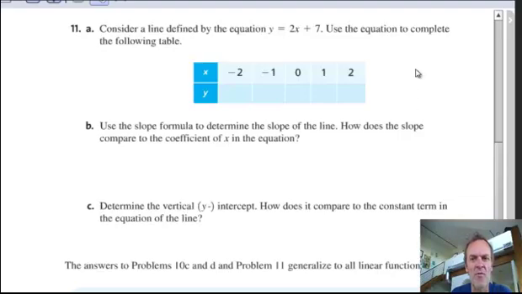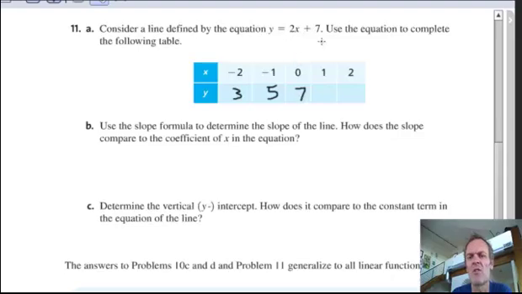Okay, let's try this. Use the equation to complete the following table. When x is negative 2, 2 times negative 2 is negative 4, plus 7, that's 3. When x is negative 1, 2 times negative 1 is negative 2, plus 7 is 5. When x is 0, 2 times 0 is 0, and plus 7 is just 7.